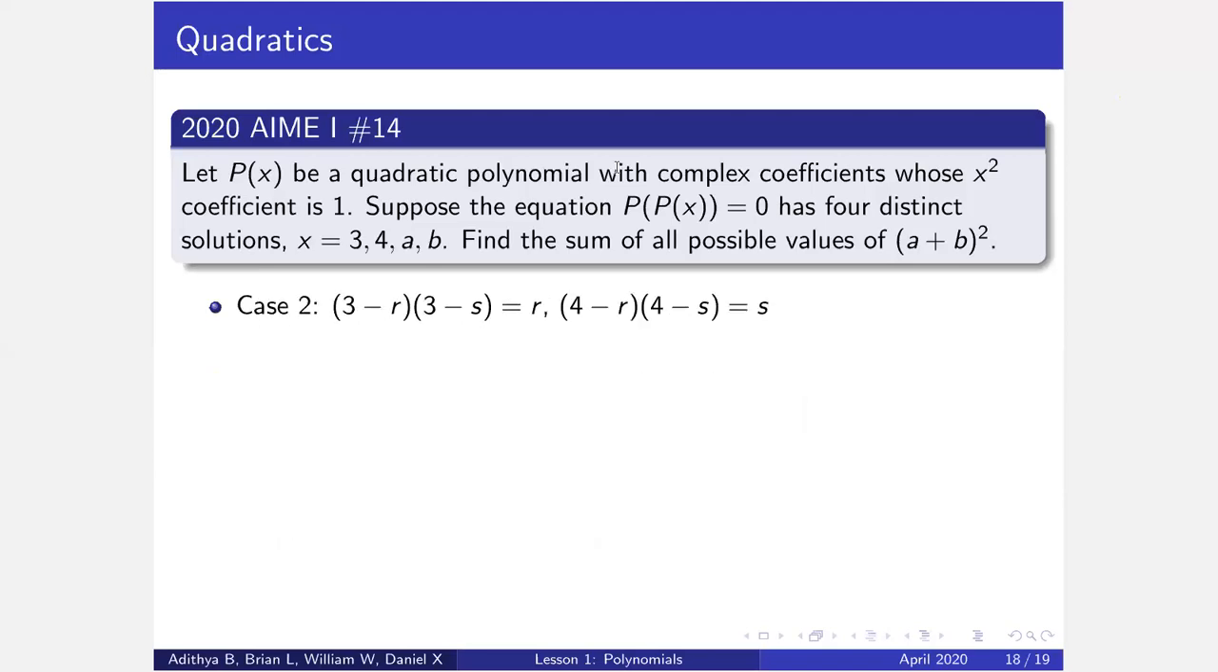So let's expand the equations we have listed right here. We know that rs minus 3r minus 3s plus 9 is equal to r, and rs minus 4r minus 4s plus 16 is equal to s. Now, if you look at these equations, we see that if we subtract them, we can cancel out the product rs. So if we subtract the two equations, we actually get r minus s is equal to r plus s minus 7.